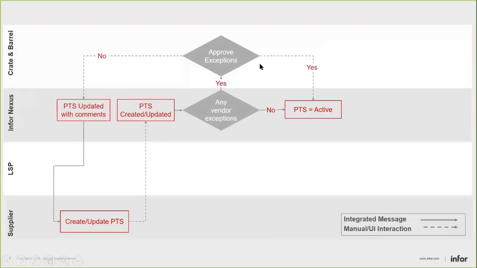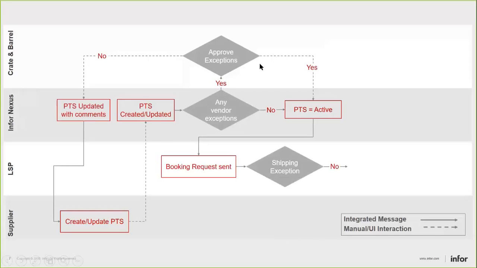Or if they approve the exceptions, plan to ship will become active. Or if not, Cranberry will return the plan to ship to suppliers, so suppliers can get the plan to ship updated based on the requirements. Then resubmit. When the plan to ship is in active status, a booking request will be sent to LSP, which is ACS, from Infonexes. A shipping order will be generated.